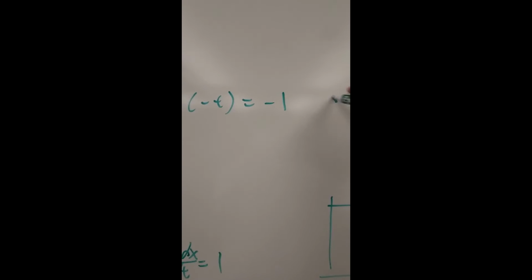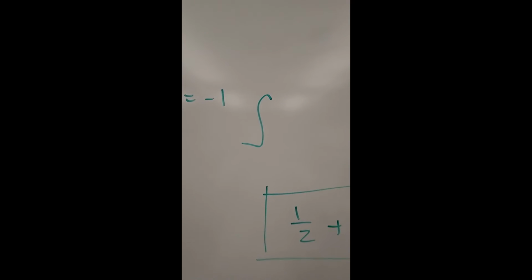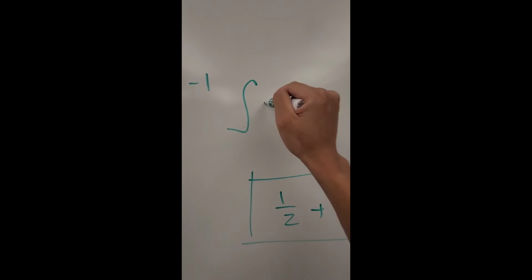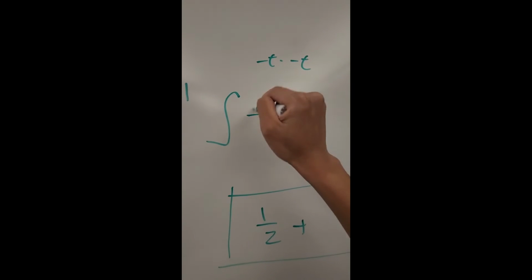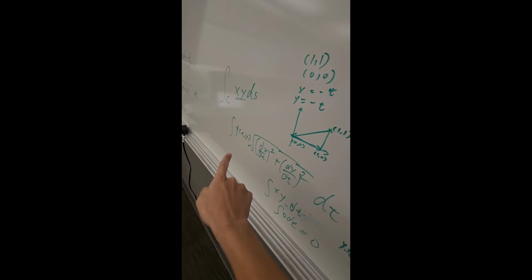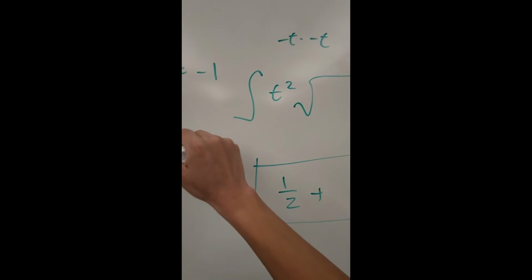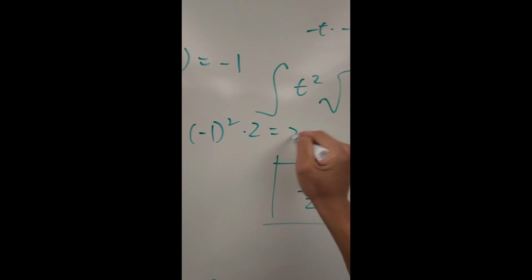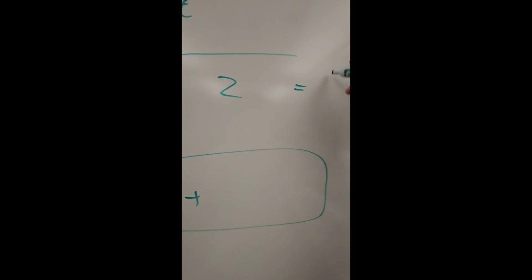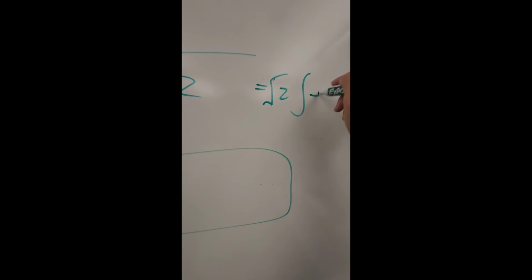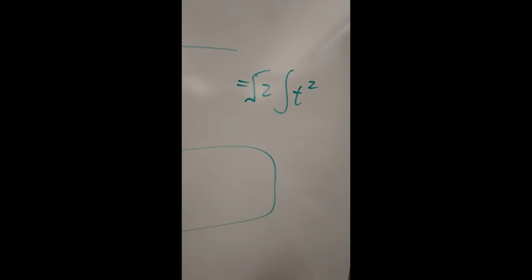So here we also do the function. Here x is negative t, so that would be negative t times negative t, which is t squared. That's f, xy. And then for this part, it's negative 1 squared times 2, which is just 2. So it's the square root of 2 times the integration of t squared dt.